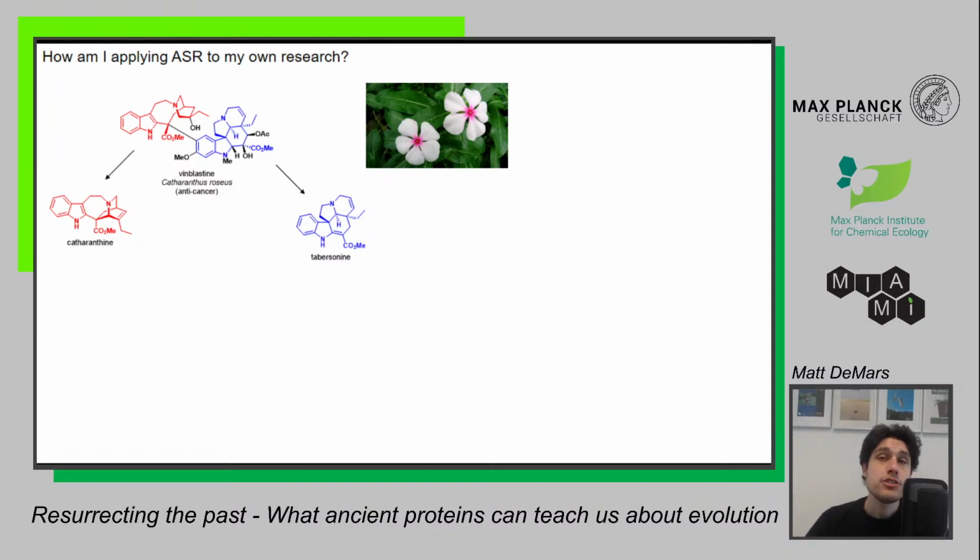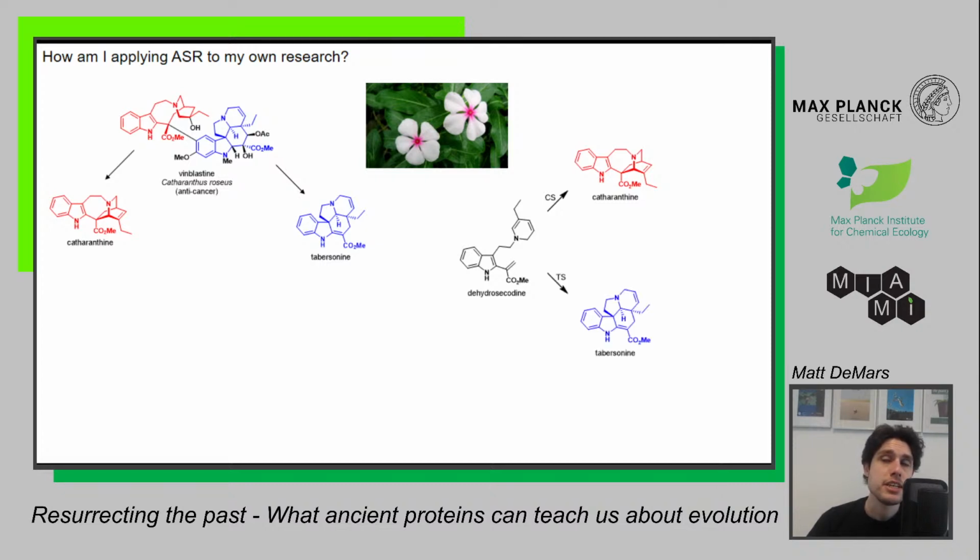So catharanthine and tabersonine are actually formed enzymatically from a common intermediate here, referred to as dehydrosecodine. And so this common intermediate is used by two different homologous enzymes. One is catharanthine synthase, which makes catharanthine directly from this intermediate, and the other is tabersonine synthase, which does the same thing. But as you can see here, the structures of these two compounds are quite different. And so the question is, how do these related proteins control the selectivity of cyclization of this intermediate?